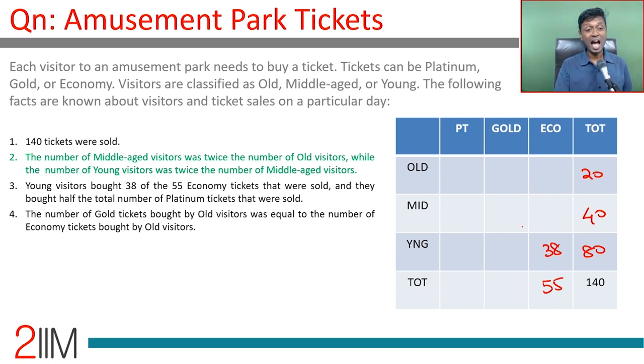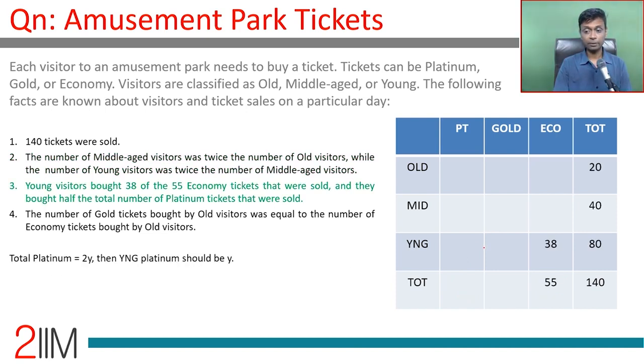The young visitors bought half the total number of platinum tickets that were sold. So the total number of platinum tickets was 2Y, and this would be Y. We're just filling some of the data in, 2Y and Y.